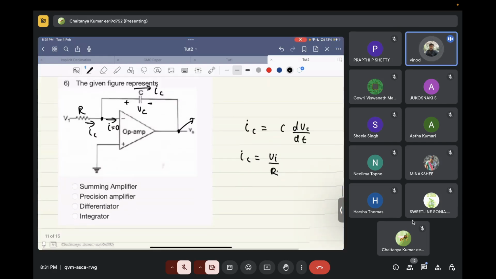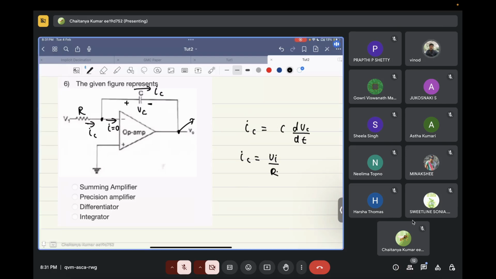Minus V IC divided by into 1 divided by SC, sir. No, forget about SC. I am not interested in the Laplace domain. I will solve this in the time domain. See how it is an integrator. So basically, V naught is equal to minus of Vc, right?